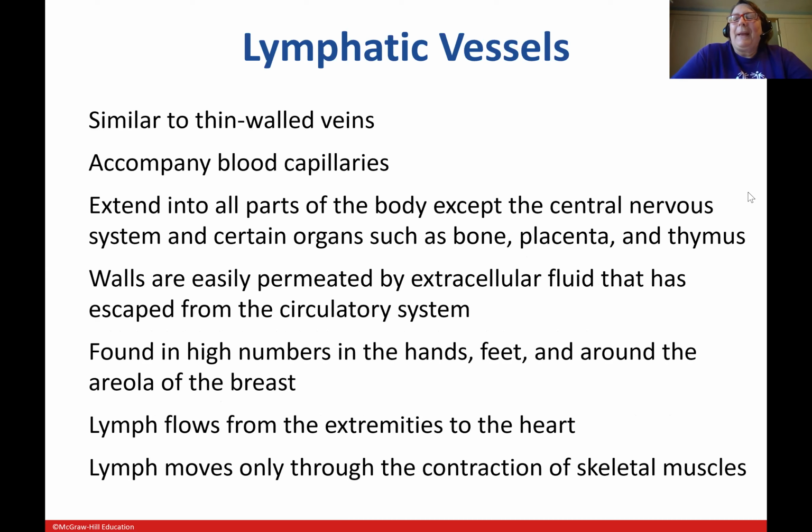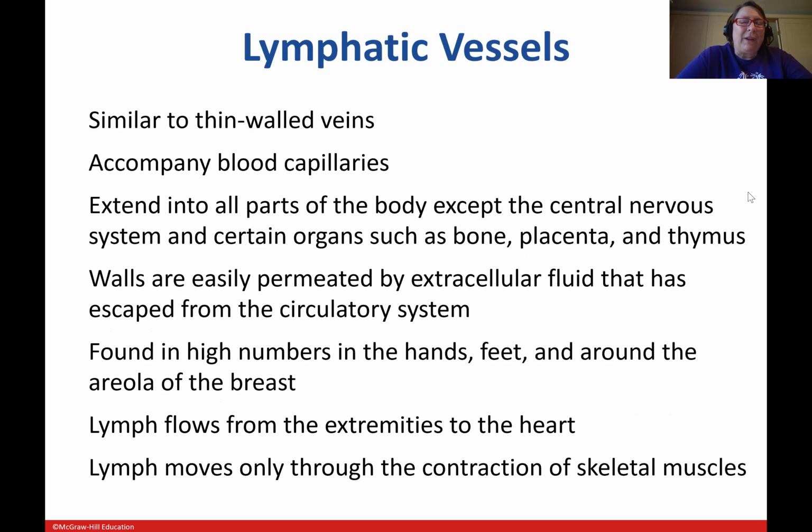Okay. As I said, you have a parallel set of lymphatic vessels. They are very similar to thin-walled veins. They run right alongside all of the blood vessels, from the capillaries all the way up to the really big arteries and veins. They extend into all parts of the body except for the central nervous system.